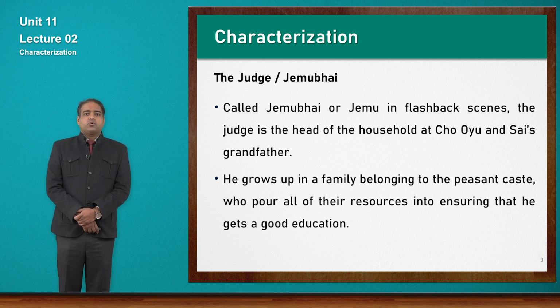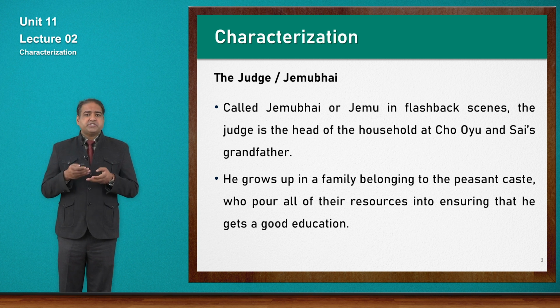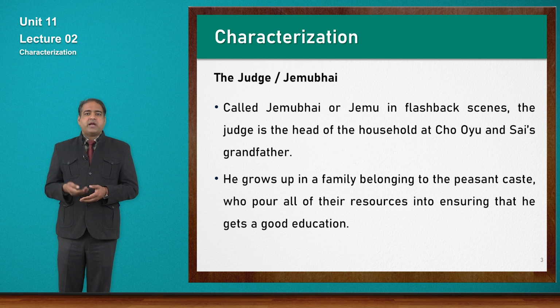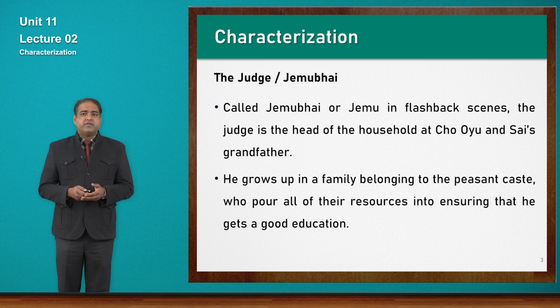Now, friends, as I told you that there is a stream of consciousness which keeps on happening in the inner conscience of the judge. The judge is going to the flashback, thinking about the activities, thinking about the characters related to his past life, and then coming back to the present. So, this judge lives in the present time, in the house. The name of the house is Cho Oyu, with his granddaughter, whose name is Sai.